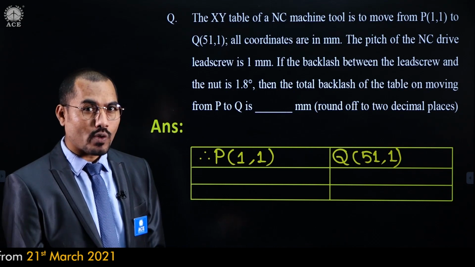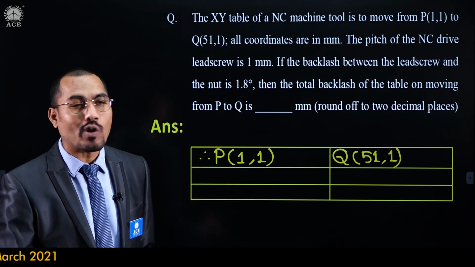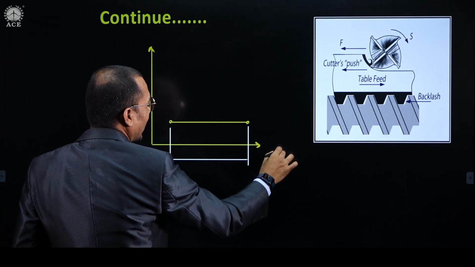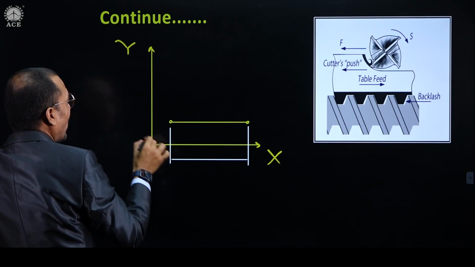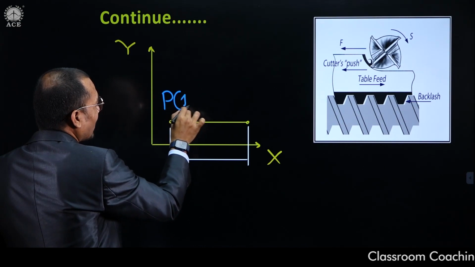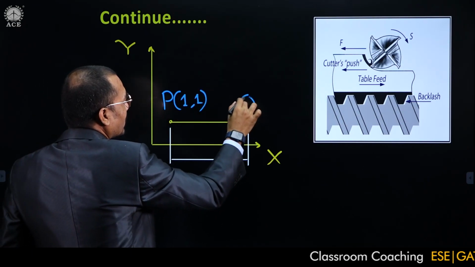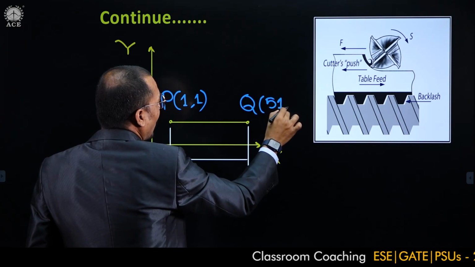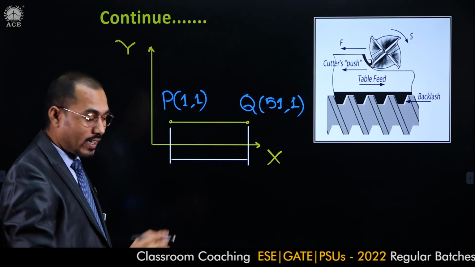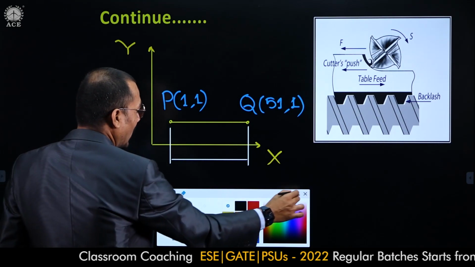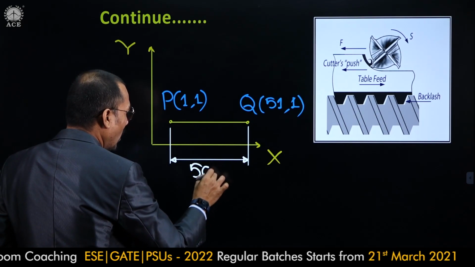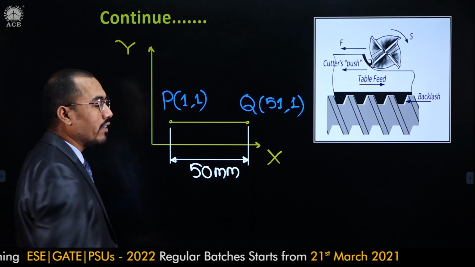If I ask you how much is the actual distance that we want to travel? This is the XY plane: this is the X axis, this is the Y axis. There are 2 coordinate points, one is P and the second is Q. The coordinate of P is (1, 1), whereas the coordinate of Q is (51, 1). That means we are moving from here to here. So in reality, how much distance are we traveling? We have to travel a 50 millimeter distance.